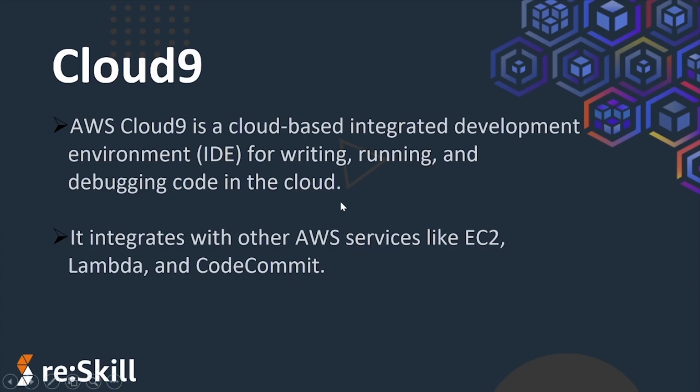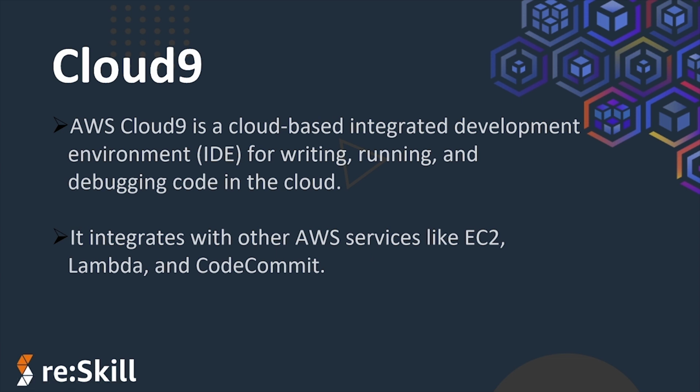So now the last topic is Cloud9. AWS Cloud9 is a cloud-based integrated development environment, that is IDE, that allows you to write, run, and debug code in the cloud. It provides a seamless development environment, allowing you to work on your projects from anywhere with an internet connection.